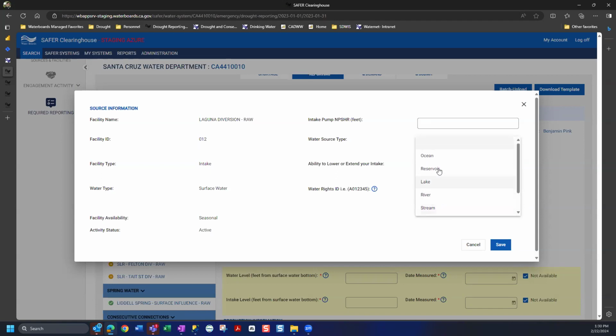Or less likely to deal with issues with intakes and things like that, because the levels are more controlled and they don't lower as much. Next is the ability to lower and extend your intake. So if you have an intake that is able to be lowered or extended, where you still have some room to lower it, you still have some room to extend it, you don't have any restrictions or other things that don't allow you to do that, then you can mark yes if you have the ability, no if you don't, and unknown if you don't know if you can extend your intake.